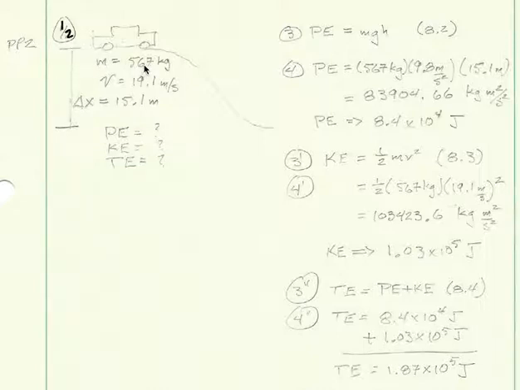This car, we know what the mass is. It's given, 567 kilograms. We know its velocity at the beginning of the trip is 19.1 meters per second. And we know its displacement is 15.1 meters. That's going to be down to the bottom of the hill. The problem asks us our unknowns. Our unknowns are potential energy, kinetic energy, and total energy.